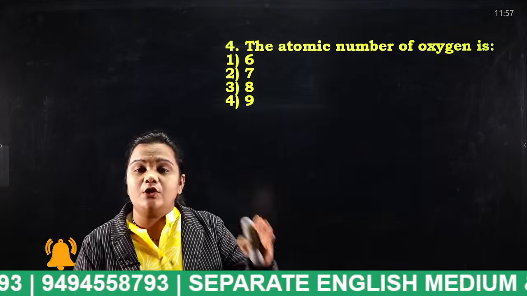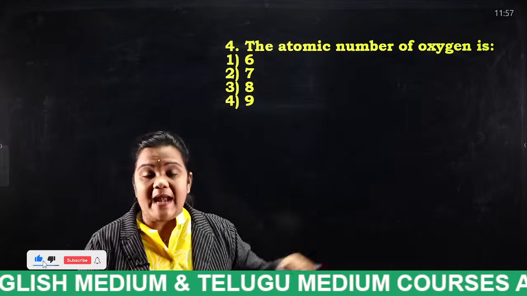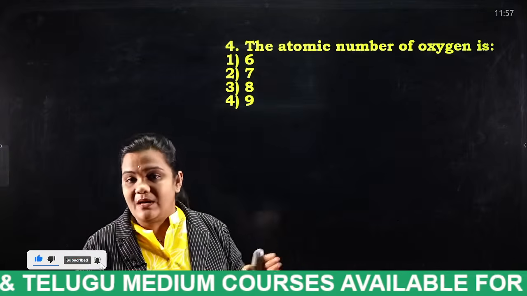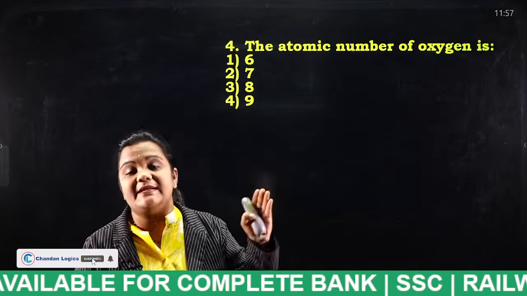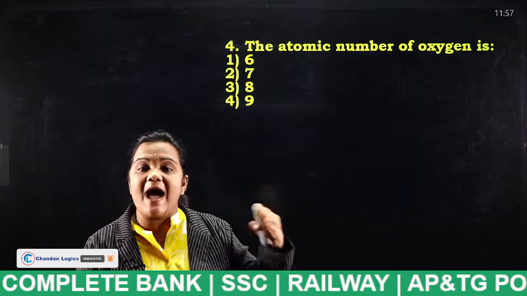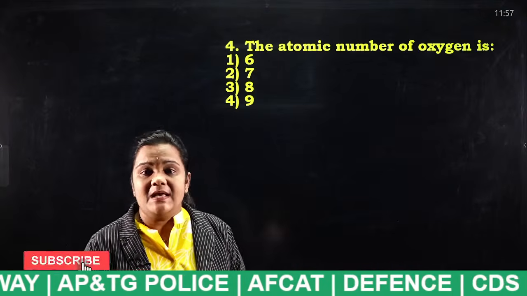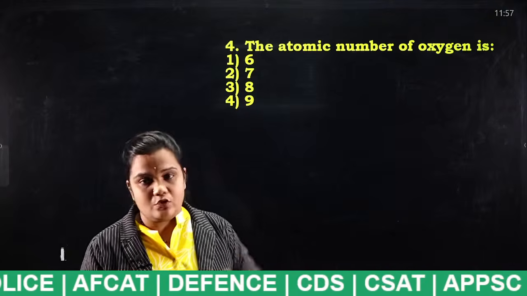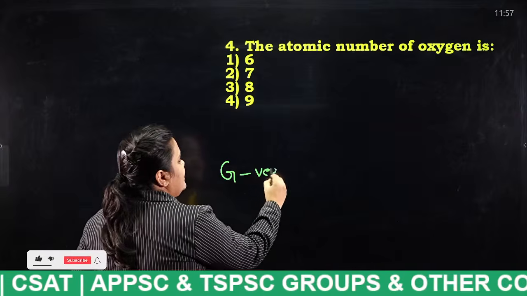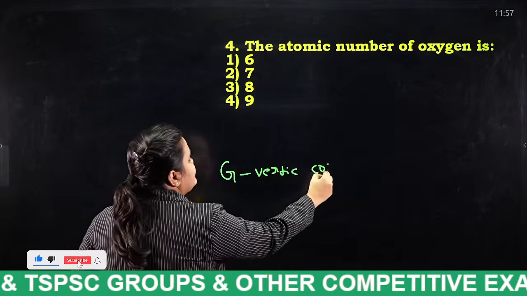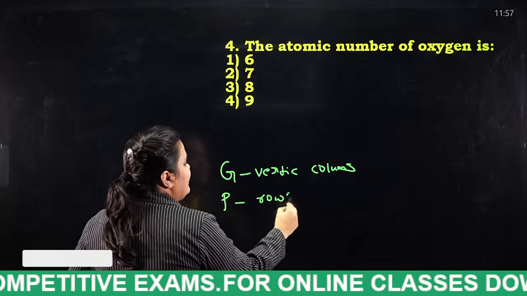So how many groups do we have? All groups are 18. And how many periods do we have? The total number of periods is 7. Group 18 elements are known as inert gases, group 17 are halogens, and group 1 are alkali metals. So these are the names of the groups. Groups mean vertical lines, which are columns in the periodic table, and periods mean rows, which are horizontal.